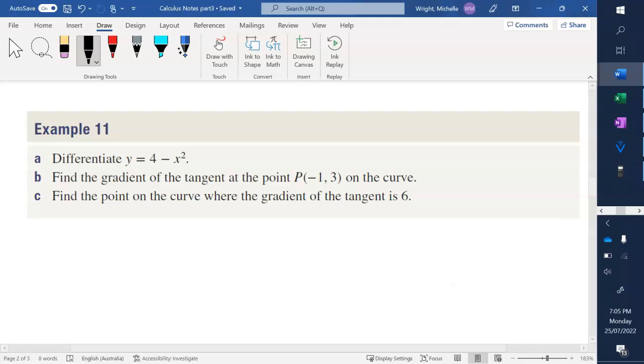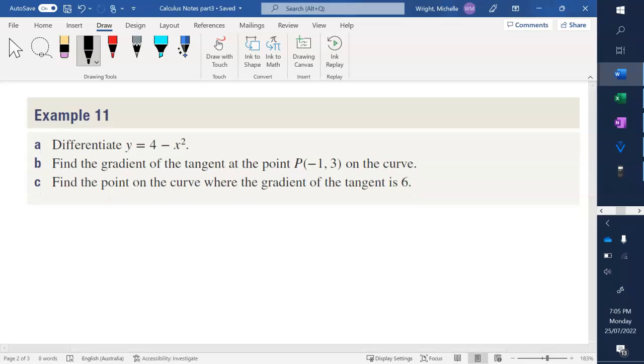Okay, scrolling down to have a look at example 11, we're going to have a go at doing exactly what we've been talking about. Now, it's asking us to differentiate y is equal to 4 minus x squared. Now, we were writing it as f dash x. I'm going to write it as dy dx. dy dx is equal to, if I differentiate the 4, I'm not going to get anything. If I differentiate the minus x squared, note there is a minus, the 2 comes down, I end up with minus 2x. 1 comes off the power, it's x to the power of 1, and it stays like that.